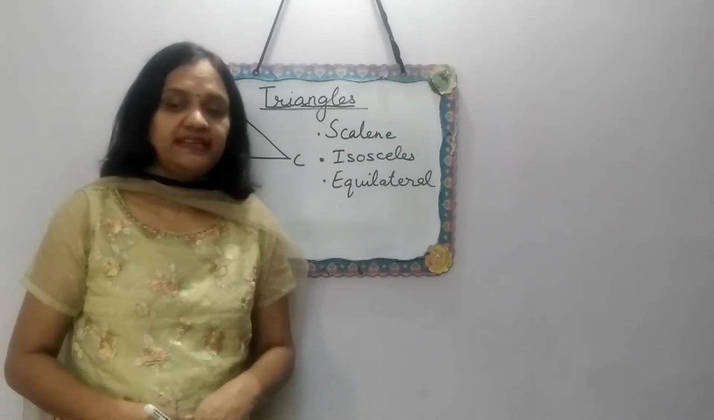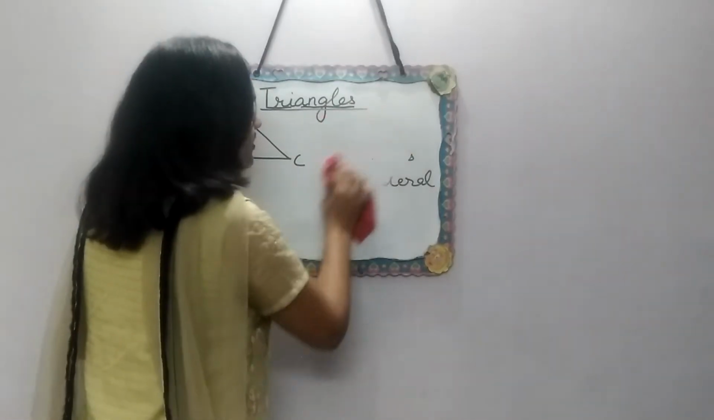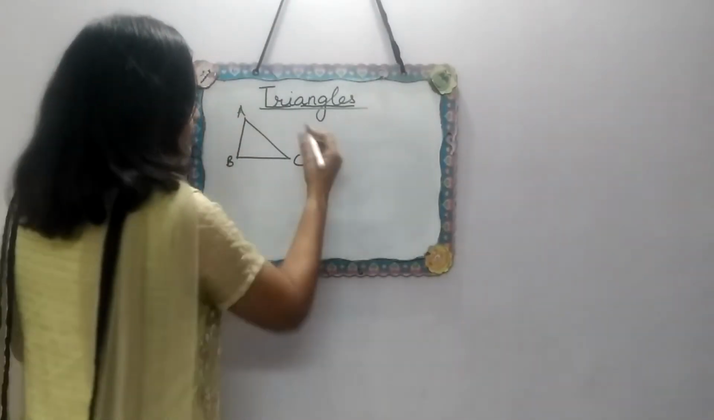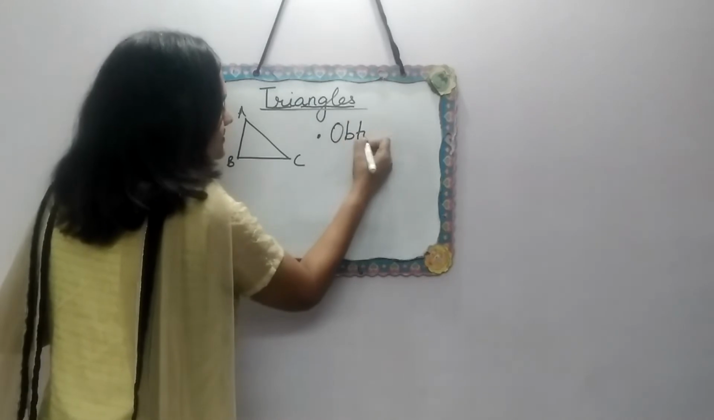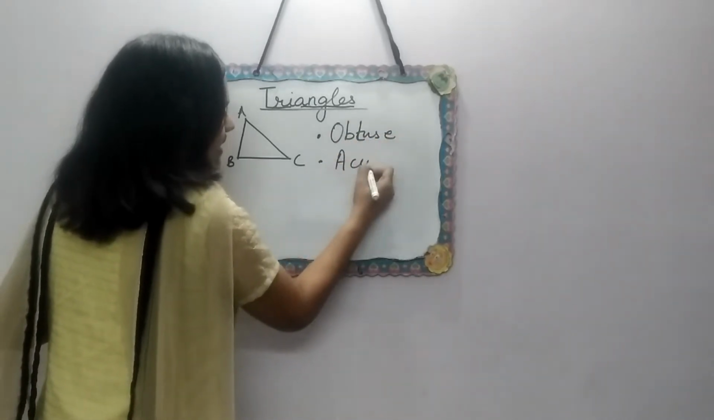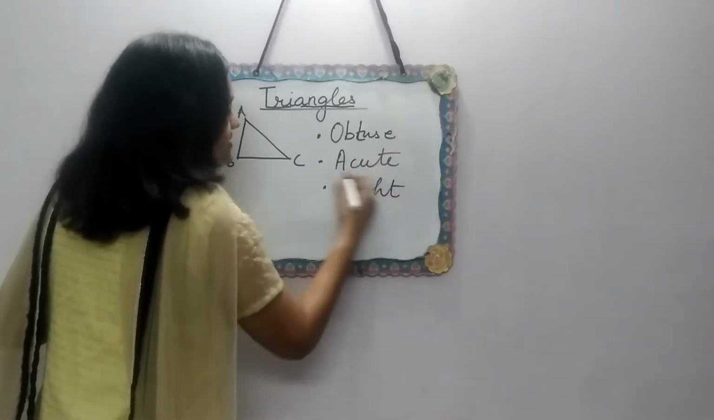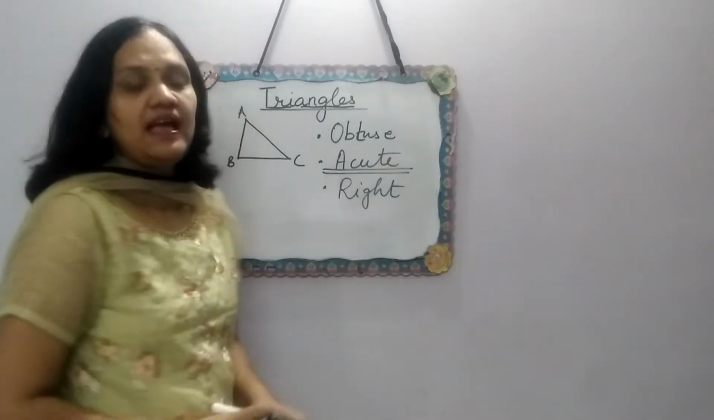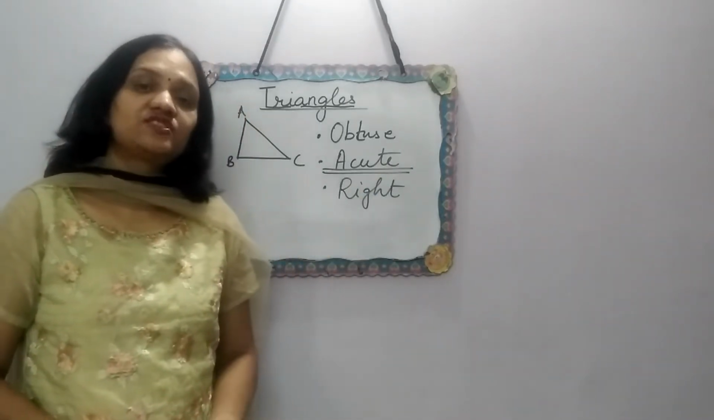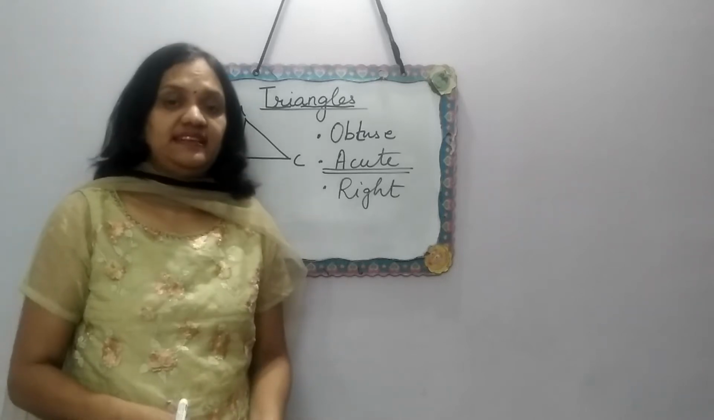You have also studied that a triangle can be classified according to its angles as obtuse angled triangle, acute angled triangle and right angled triangle. Now, what is an acute angled triangle? An acute angled triangle is a triangle in which all the three angles are less than 90 degrees.